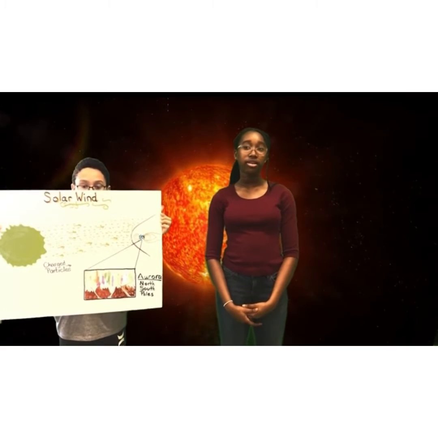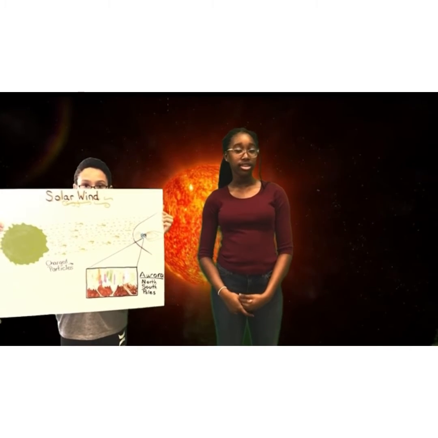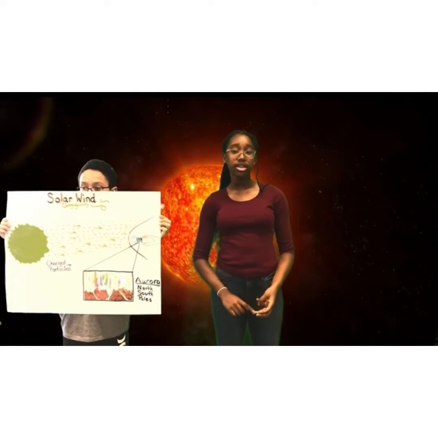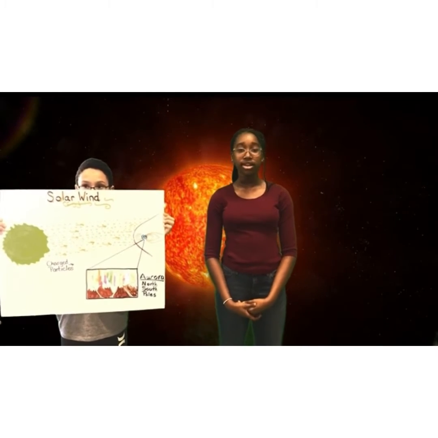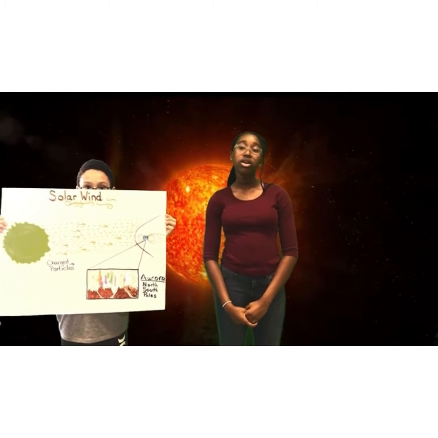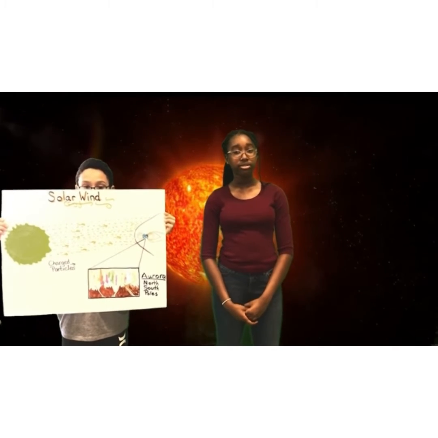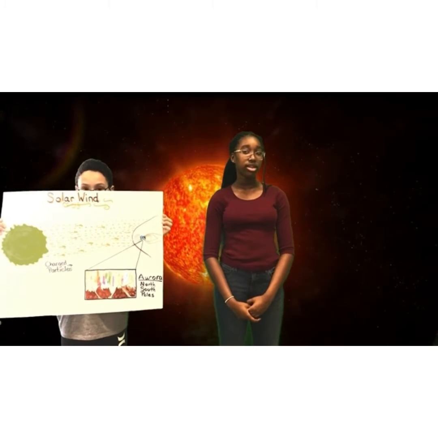Solar wind is created when the sun's very high heat heats up the electrons, protons, and nuclei, which causes the particles to collect enough energy to break out of the sun in all directions. Solar wind can travel up to 300-400 kilometers per second.